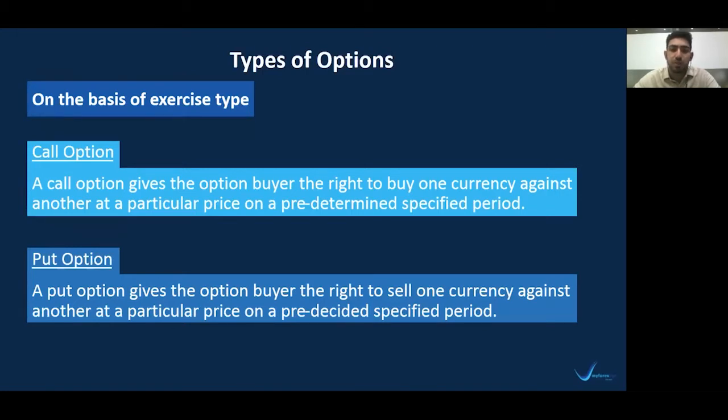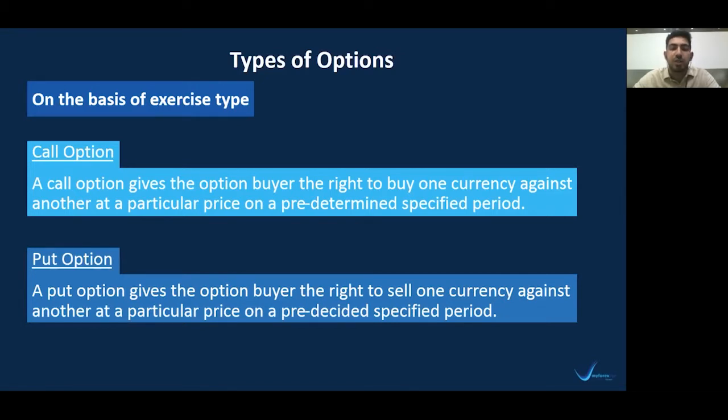Firstly, there is a call option. A call option gives the option buyer a right to be able to buy the currency in the future at a fixed price and a fixed maturity, while a put option gives the option buyer the right to sell the currency at a particular price in the future. Now, a call option is done by an importer, while a put option is done by an exporter.